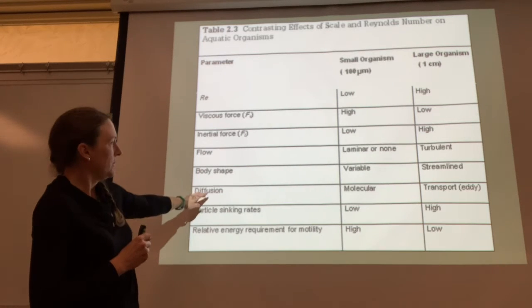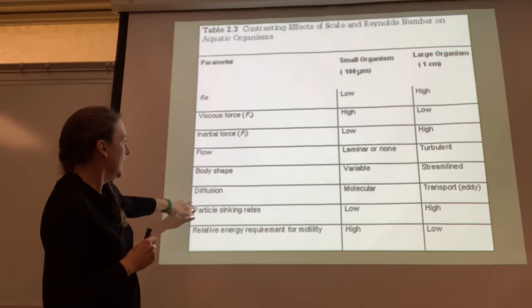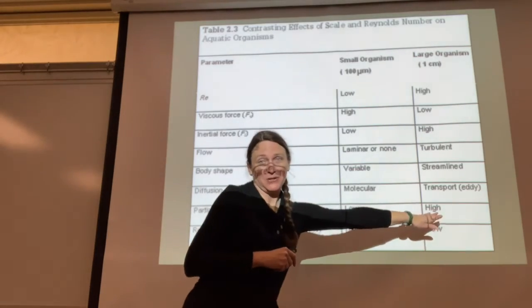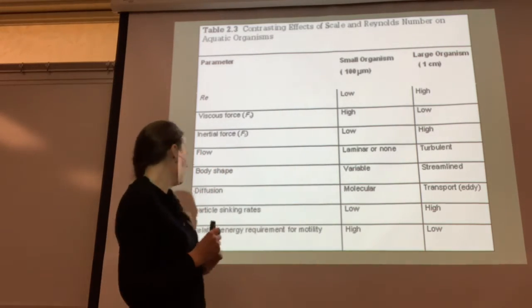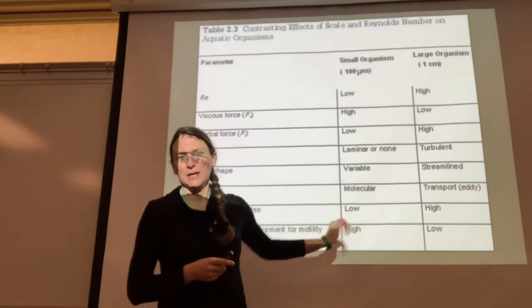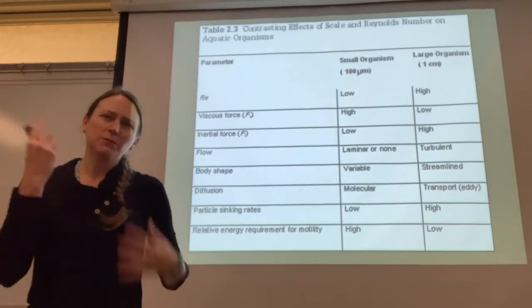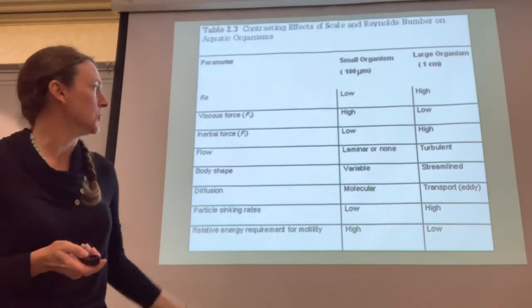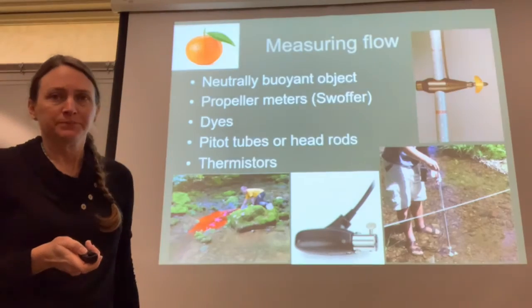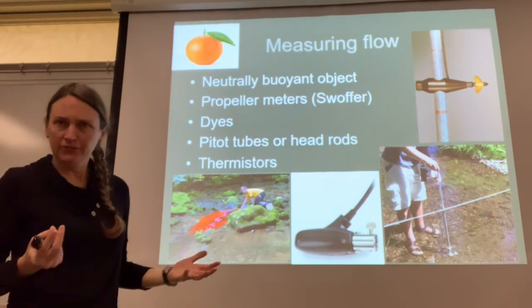And we'll talk more about diffusion in the future. If you're a particle, it's going to be faster for you to fall out of the water if you're large than if you're small. And you're going to require more energy to move if you're small than if you're large. So some of these things seem a little counterintuitive, so it might make sense to spend some time thinking about these things.